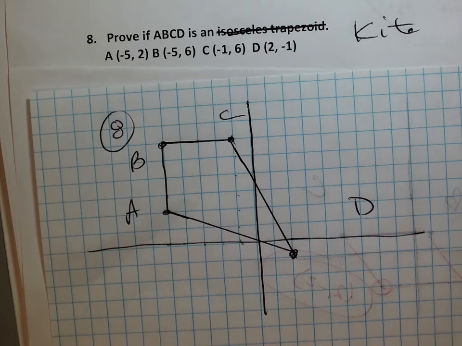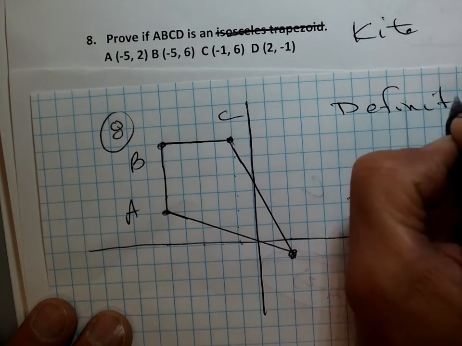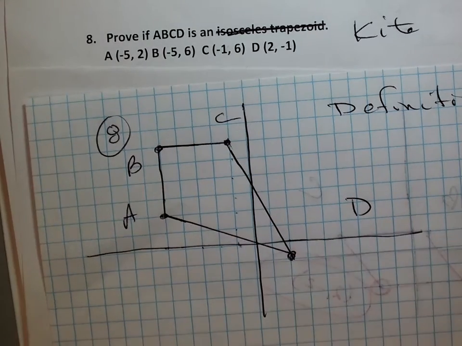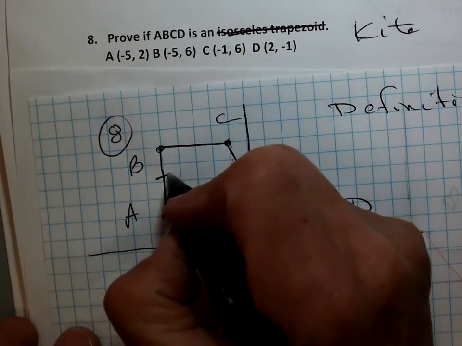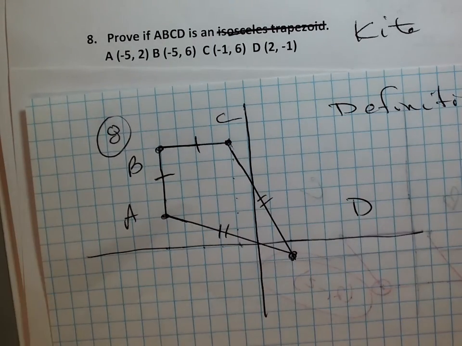So if it's a kite, what do we know? What's the definition of a kite? Diagonals bisect... Well, that's not the definition. That's a characteristic, and you're totally correct on your characteristic. But what makes a kite is that this side is equal to this side, and this side is equal to that side. That's the definition of a kite. So what we're going to do then is just take a look at the length.